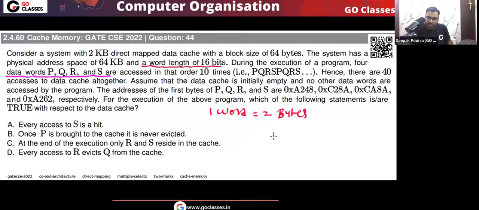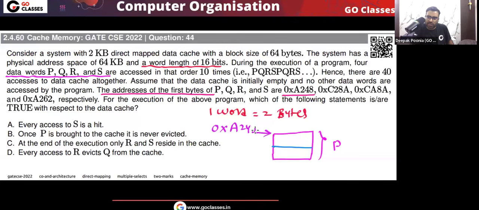So it simply means that P is a word. In this P there are 2 bytes. And the question is saying that the address of the first byte of P is 0xA248. So remember, this is the first byte, this is the second byte. So you can see the address of the first byte. What is that address? In hexadecimal, the 0x prefix means hexadecimal. 0xA248. This is the address of the first byte of this word P.